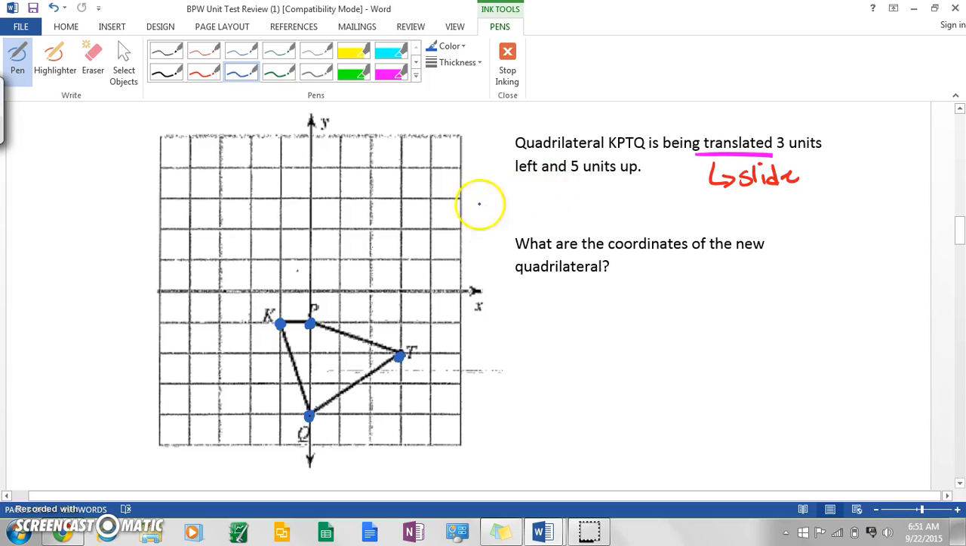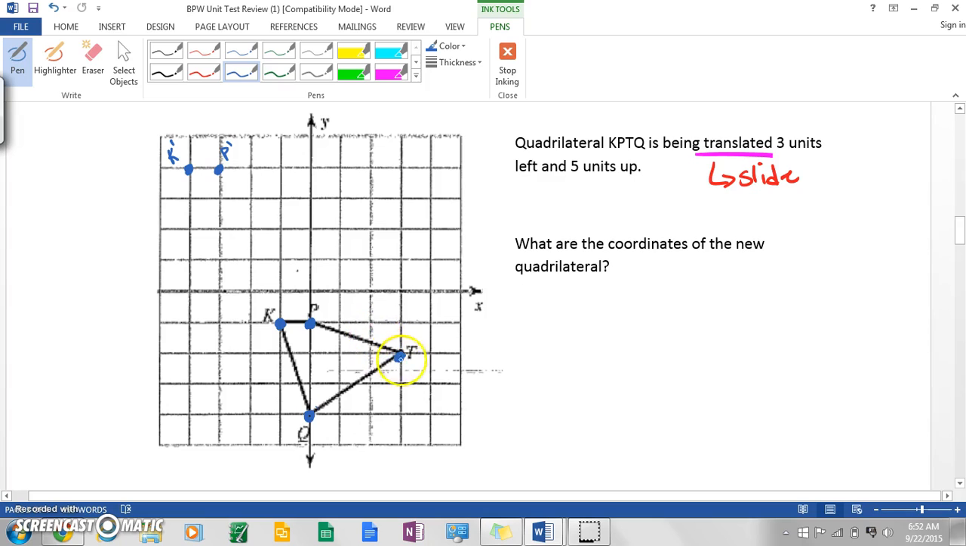Okay? In this case, let's start at K. Let's move 3 units to the left. 1, 2, 3. We're not done. We also have to move 5 units up. 1, 2, 3, 4, 5. K prime will be here. P will be 1, 2, 3 left and 5 units up. 1, 2, 3, 4, 5 units up.